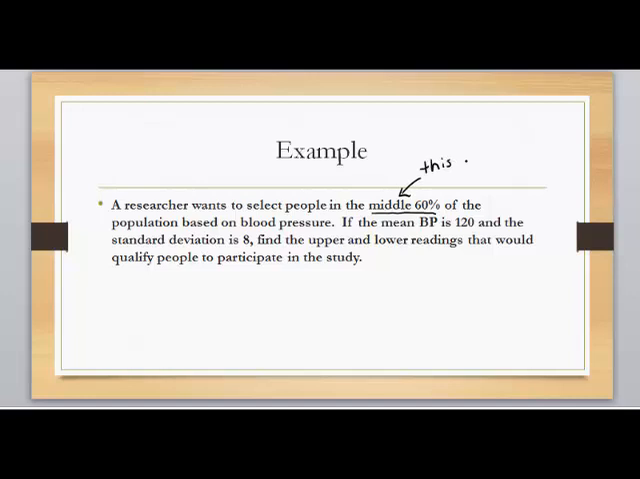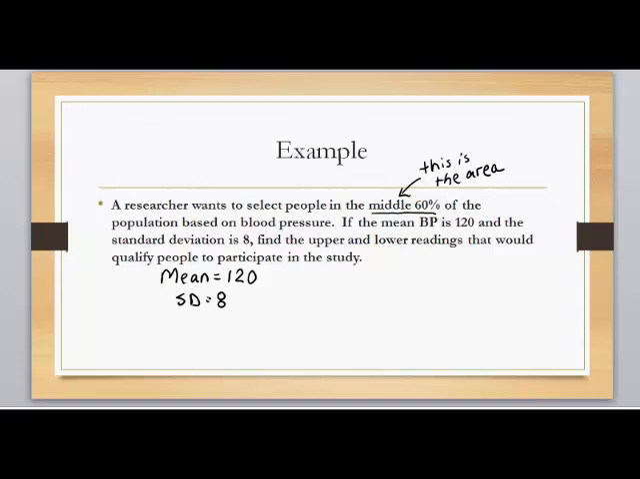It could say the middle percent, the top percent, or the bottom percent. And in any of those three cases, we want to remember that this is the area that they are giving us. So a researcher wants to select people in the middle 60% of the population based on blood pressure. If the mean blood pressure is 120, so I'm going to go ahead and write that down. The mean is 120. And the standard deviation is 8. We want to find the upper and lower readings that would qualify people to participate in this study.